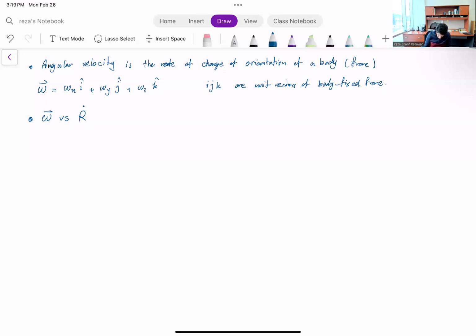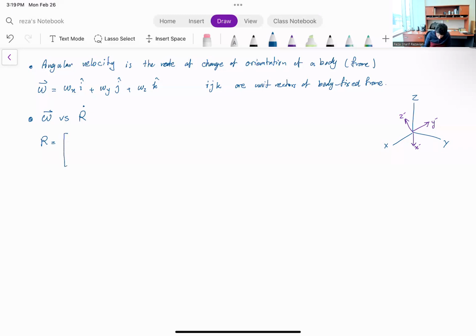Just to refresh your memory of R, let me draw this. This is big X, big Y, big Z. And I have my rotated frame, my body frame, this one, little x, little y, little z. As some of you have pointed out, I could use the prime to make it more noticeable, but I'm not going to do the prime for the rest.